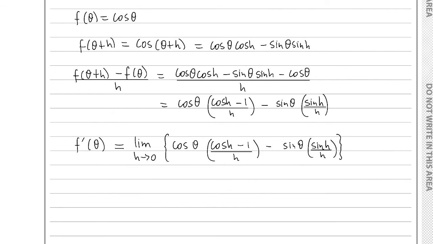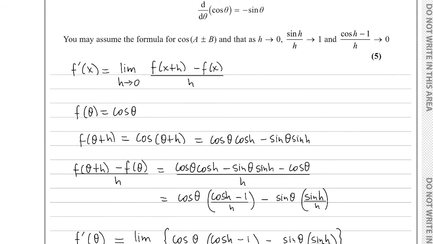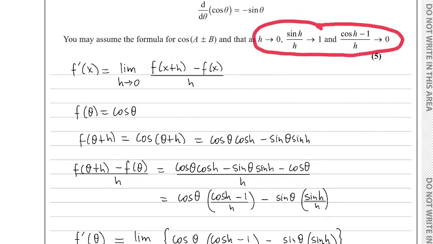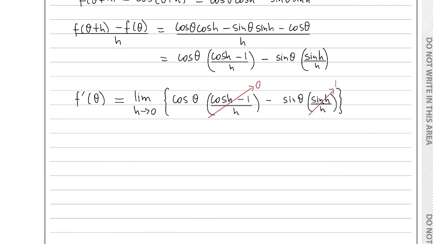And we will be using exactly what's being provided here in the question. As h tends to 0, sine h over h goes to 1, and cos h minus 1 over h goes to 0. So this guy here goes to 0, and this guy here goes to 1. So all of these will simply be minus sine theta as required. So this is differentiation from first principles.